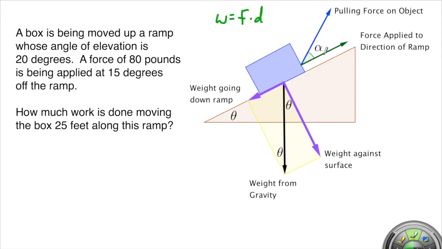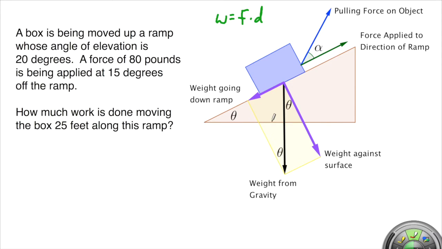So if I had the force directly along this green line and I started pulling directly along that green line, then we could use this formula. The problem with this is the force is being applied off angle. So here we have a box being moved up a ramp whose angle of elevation is 20 degrees. That would be theta. A force of 80 pounds is being applied at 15 degrees off of the ramp. Well, that's going to be alpha because it's 15 degrees off of the ramp.